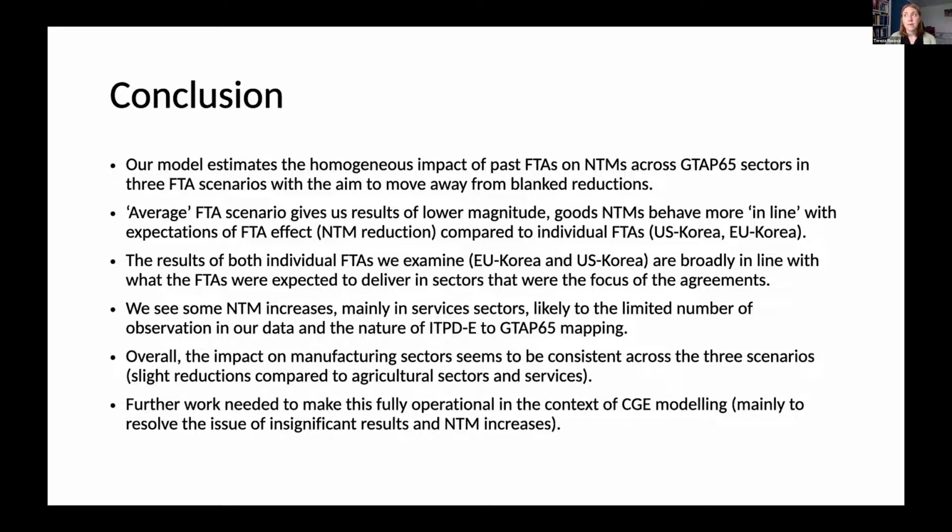Currently, I think we get around half, or just over half, of our results significant, but obviously we would like to increase that as much as we can. And I think that's everything for me.